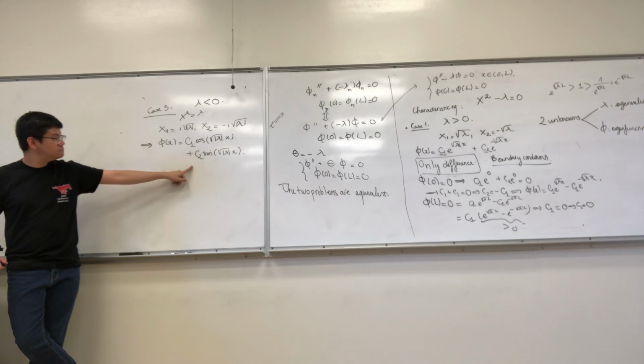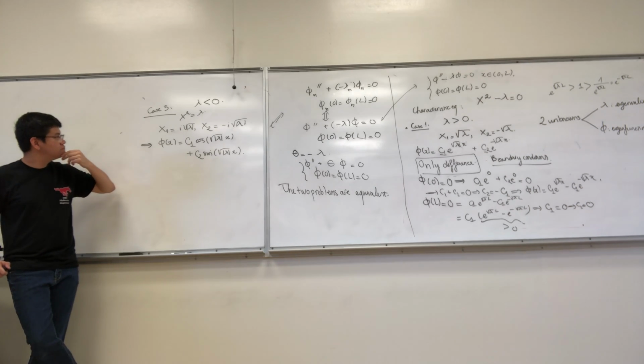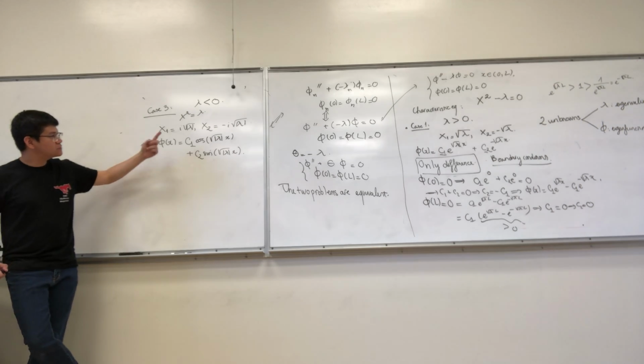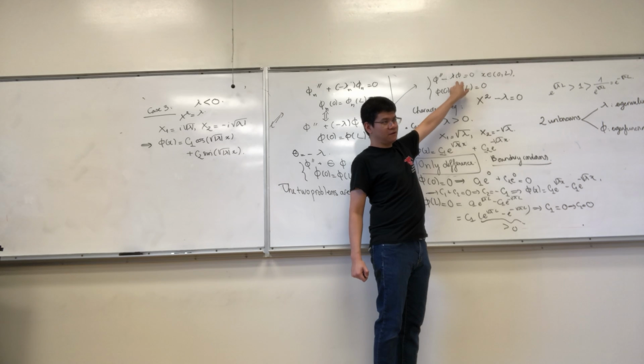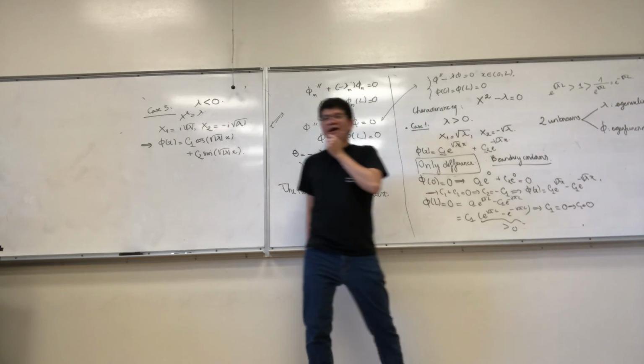Shouldn't that be when x squared equals negative lambda? x squared is, here I put minus lambda. Oh, okay. Right? Yes.